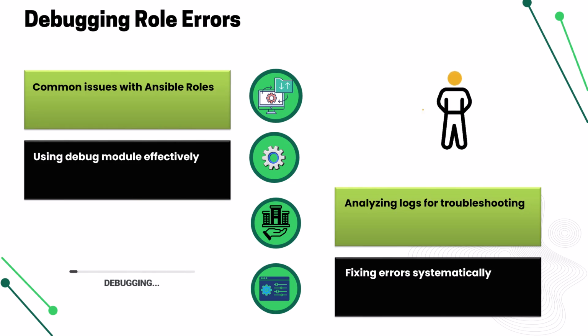Errors happen, don't panic. Debugging Ansible Roles is all about using the right tools. The debug module is your best friend. Logs hold precious clues, and systematic troubleshooting saves you from unnecessary frustration. Think of debugging as detective work, but with fewer magnifying glasses.